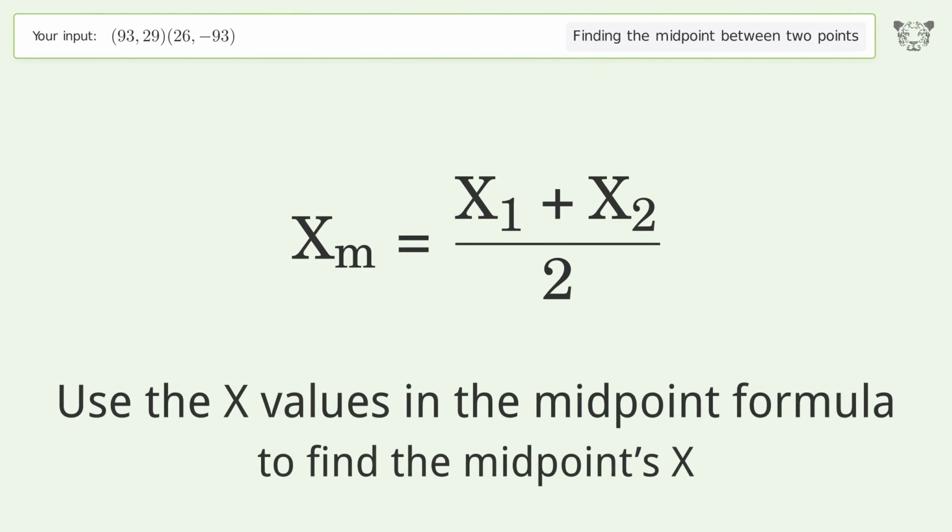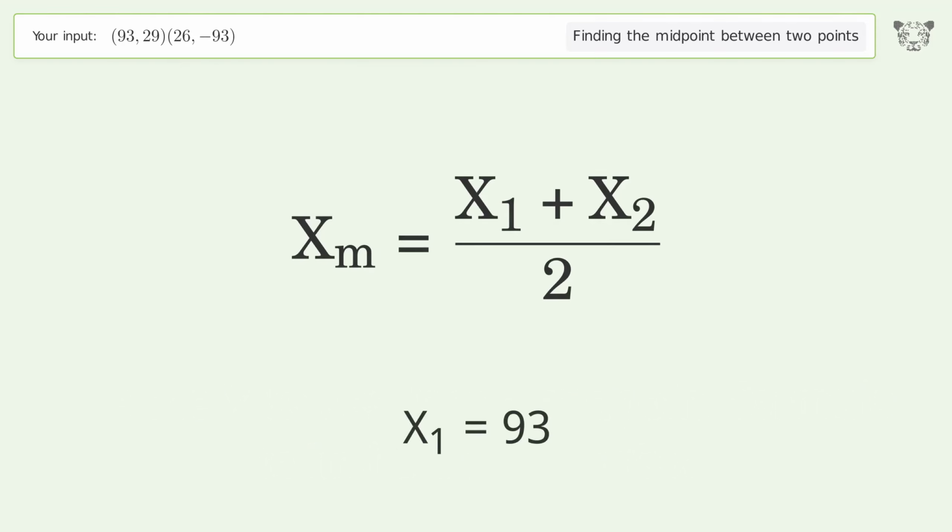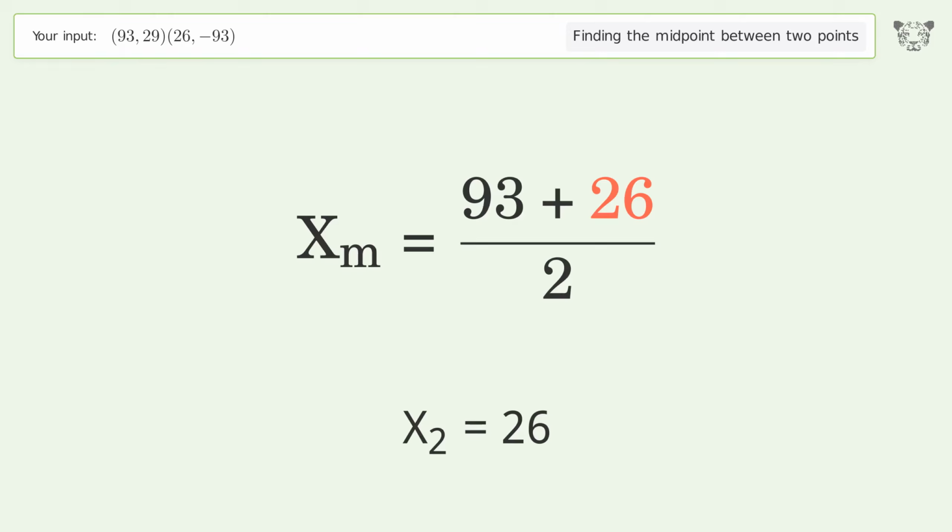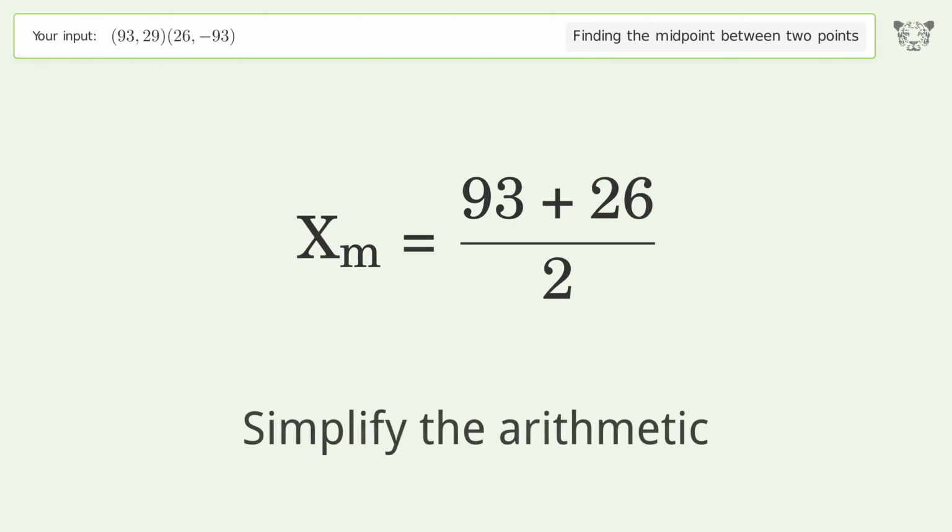Use the x values in the midpoint formula to find the midpoint's x. x1 equals 93. x2 equals 26. Simplify the arithmetic.